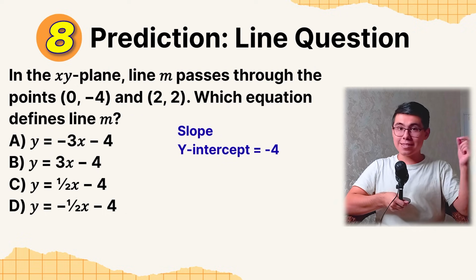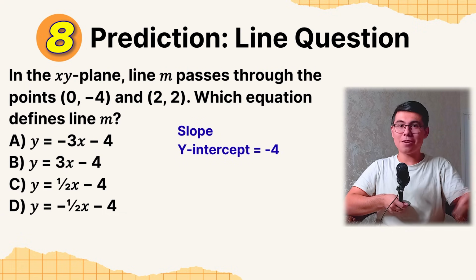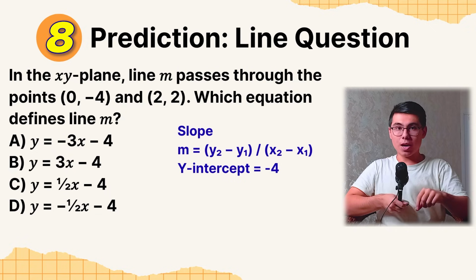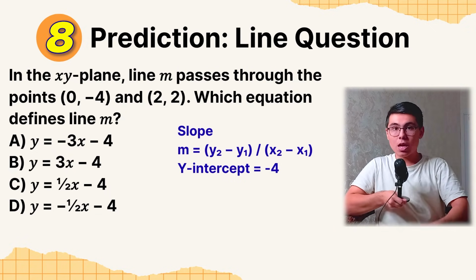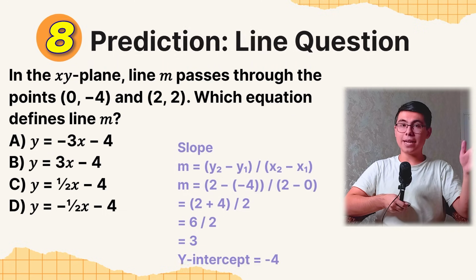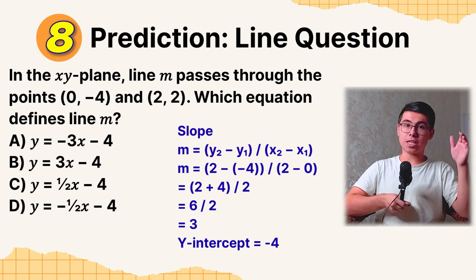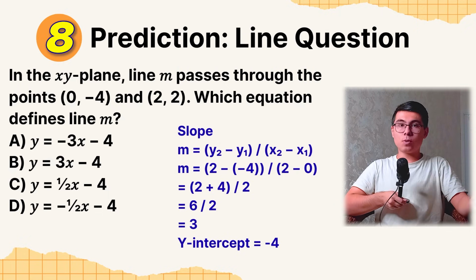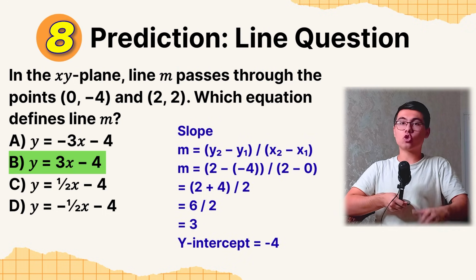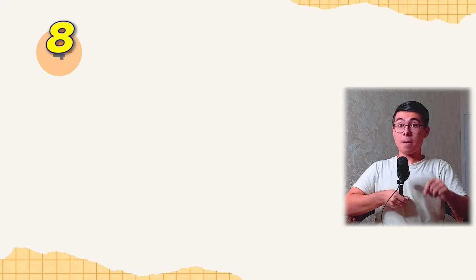Now let's find the something part, which is the slope. The formula for slope is m equals y2 minus y1 over x2 minus x1. So plug in the points that we have in the question. That would be m equals 2 minus -4 divided by 2 minus 0. So that would be 2 plus 4 over 2, 6 over 2 equals 3. So the slope here is 3 and the y-intercept is -4. y equals 3x minus 4. That's choice B.